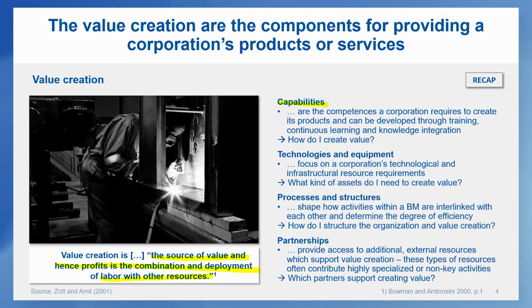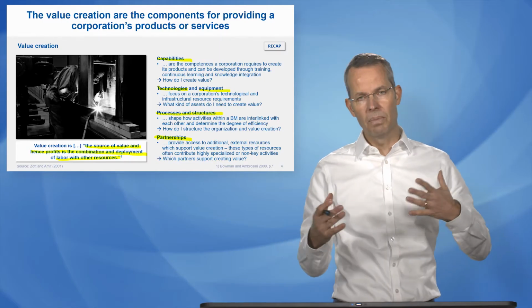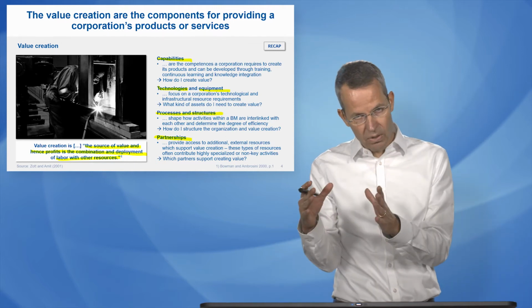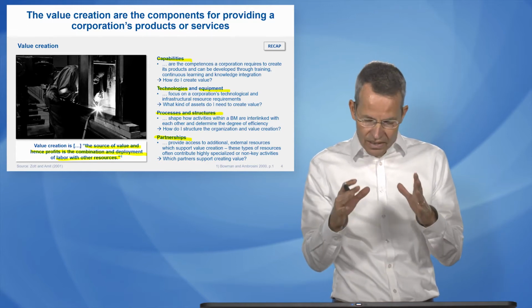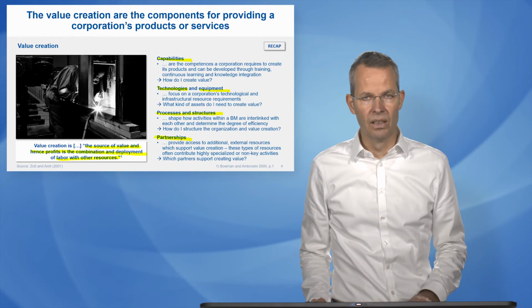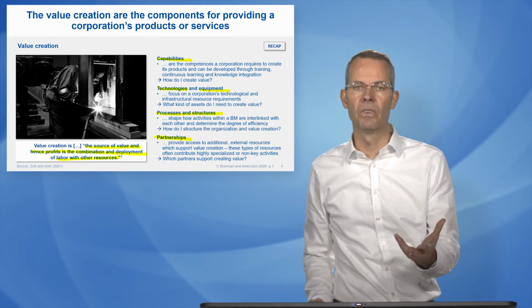Which capabilities do you have as a company? What is your technology? What is your equipment? Do you have IP, for example? What are the processes and structure to capture value, to create value? And which are your partnerships? We already talked about partnerships at the very beginning, and we'll talk about how partnerships change. So this is in general the topic of value creation. That was the first thing we already talked about.